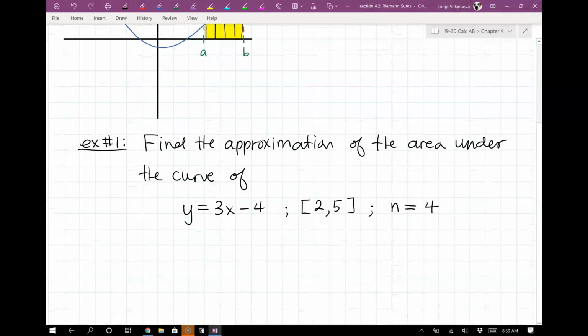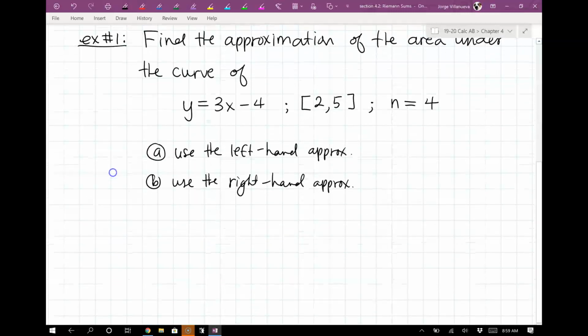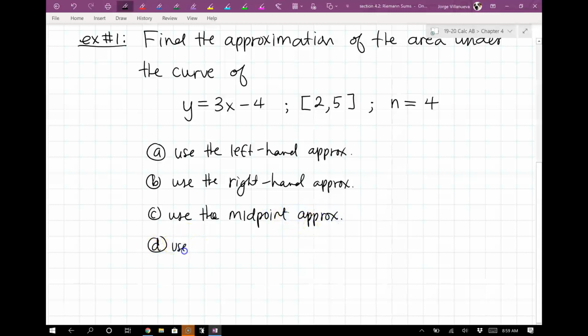Now, we're going to find the area under the curve of that function in 4 different ways, okay? We're going to use the left-hand approximation, use the right-hand approximation, use the midpoint approximation, and then we're going to use the trapezoid.